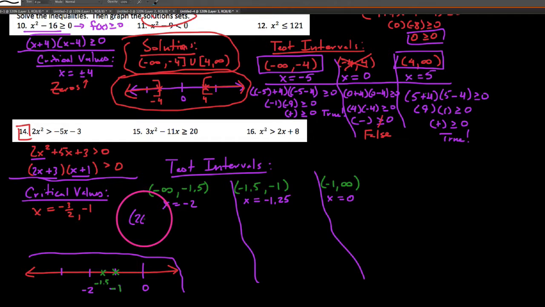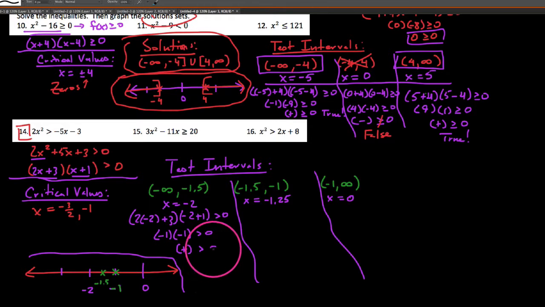So what I get is 2 times negative 2 plus 3, and this is negative 2 plus 1, and this is greater than 0. So what I end up with is negative 4 plus 3, which is negative 1, times negative 2 plus 1, which is negative 1. And so in this case, we get a negative times a negative, which is certainly a positive, and a positive is greater than 0. So since this is true, we are going to keep this interval right here. I'm just going to put a box around it for right now.